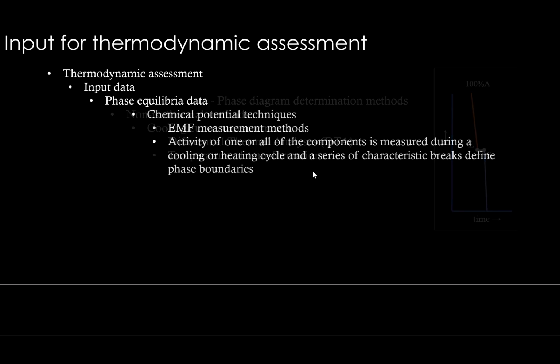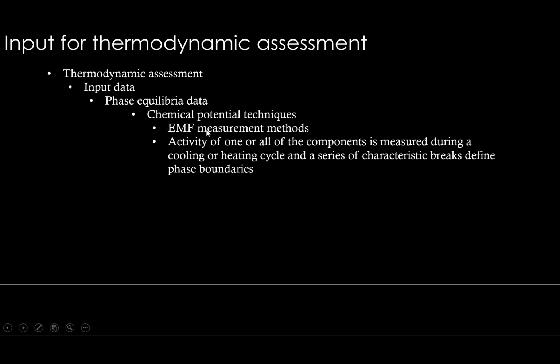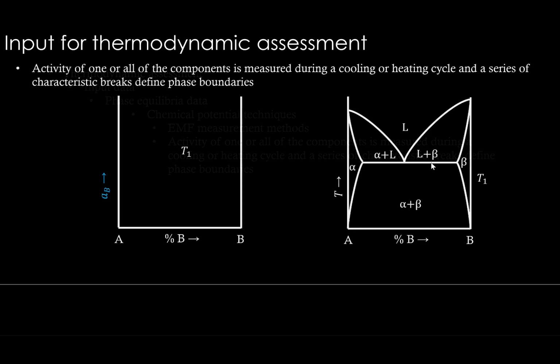That is DTA. Then the EMF measurement techniques, chemical potential techniques, and with them basically what we are getting is activity of one or all of the components is measured during a cooling or heating cycle, and a series of characteristic breaks define phase boundaries. See, the activity is going to change when the phase boundaries occur. Let's understand that based on this diagram.